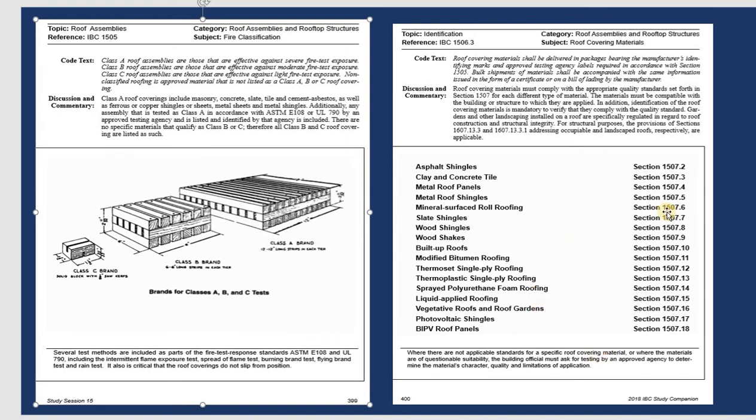If you need to learn something about the roof covering material, these are the sections they specify on that. For example, if you learn about built-up roof, you need to go to section 1507.10. If you go with asphalt shingle, you need to use section 1507.2. So this table just shows you that if you need to see more detail about the roof material, you can use one of the sections like this in the textbook.